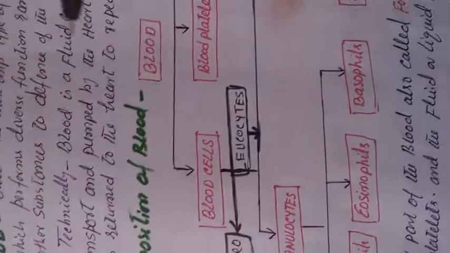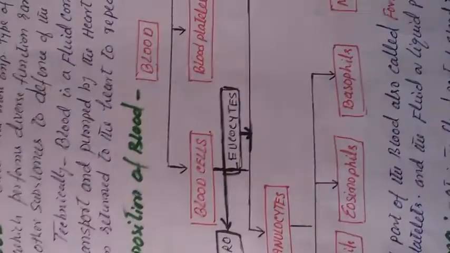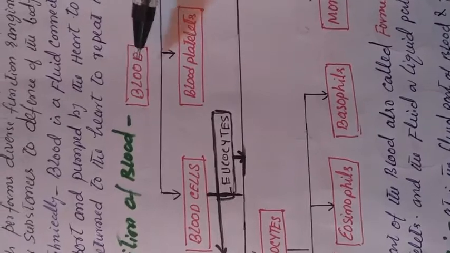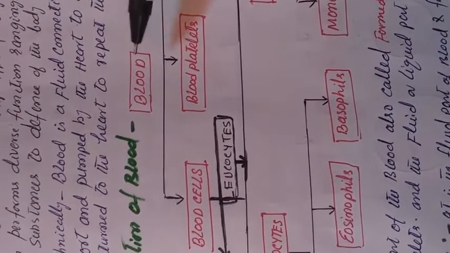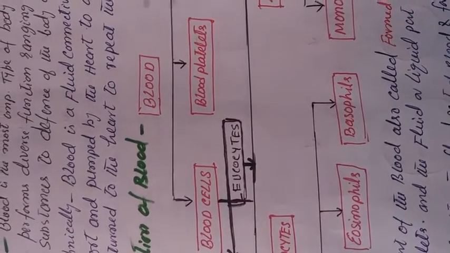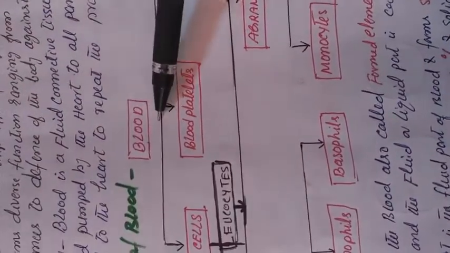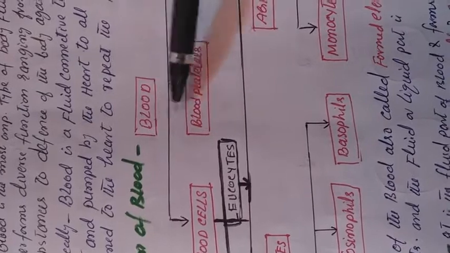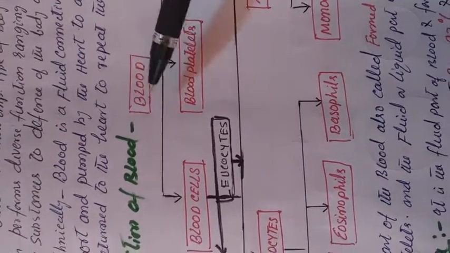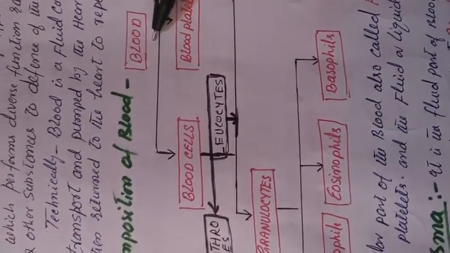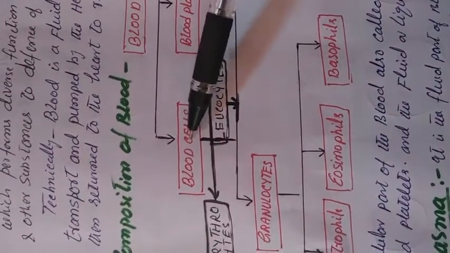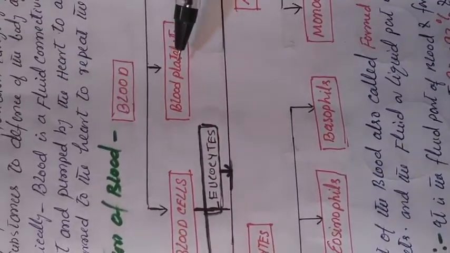Now let us discuss the composition of the blood. As you can see in this sketch, blood is basically composed of two parts: the liquid part known as the plasma and the solid part, also known as the cellular part or corpuscular part, which consists of cells. These cells are of two types: number one is blood cells and number two are the platelets.